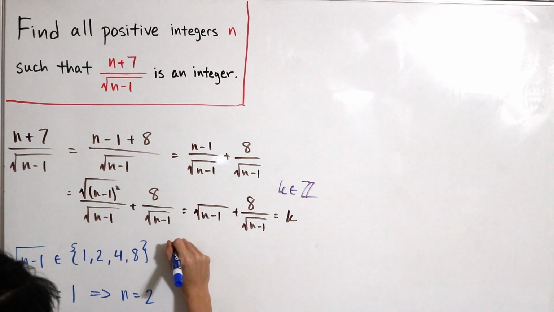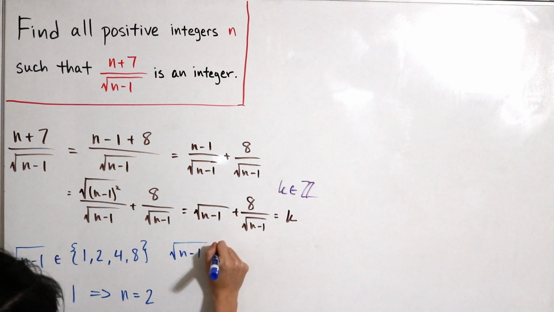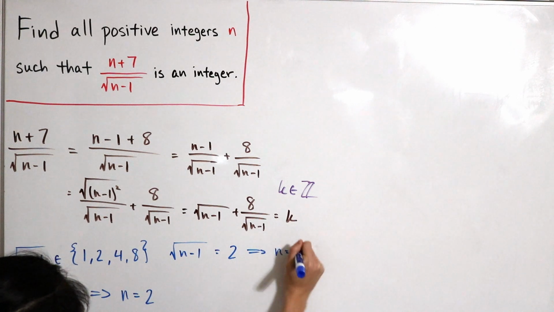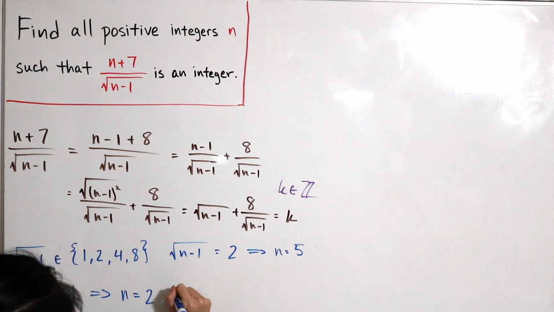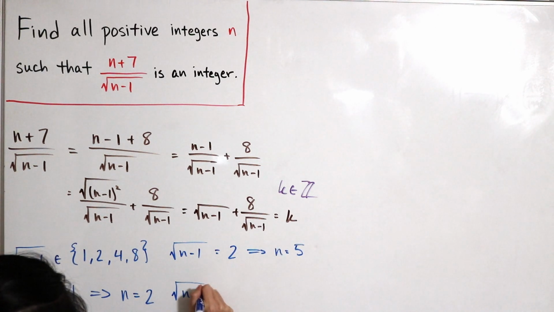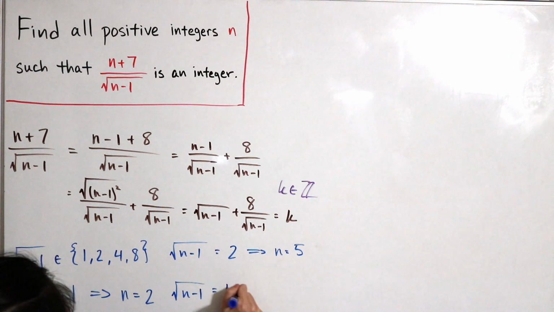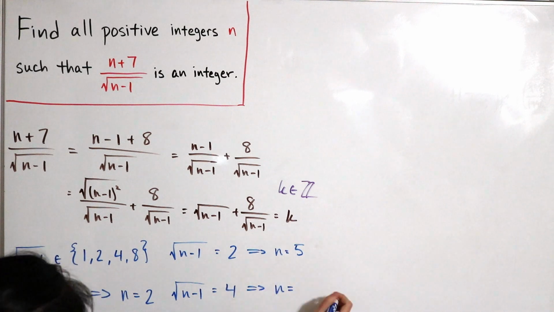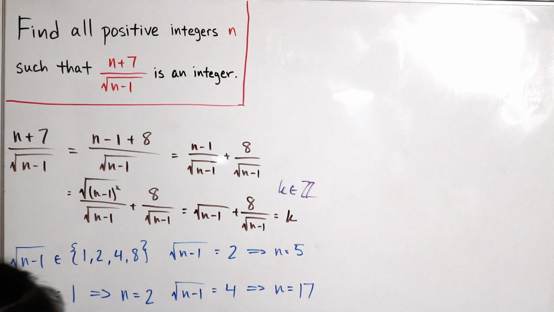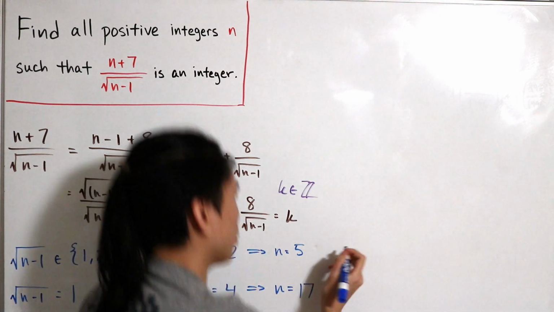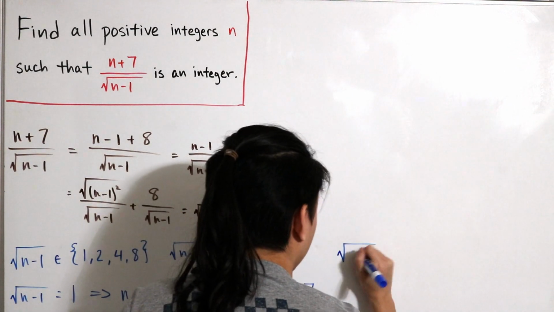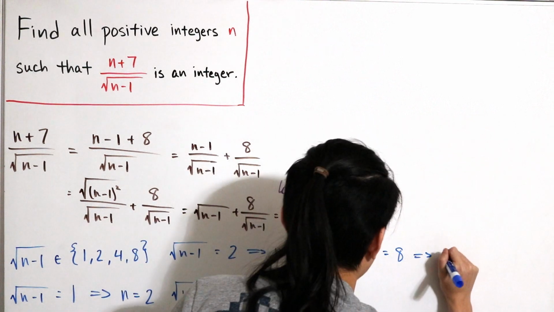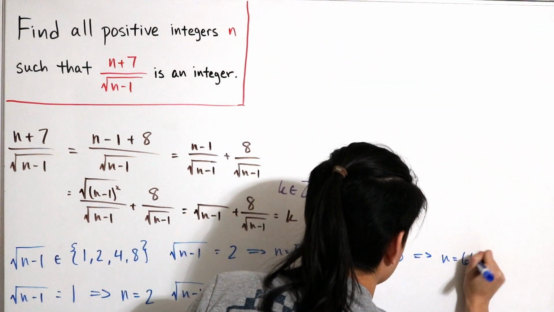Next we have the square root of n minus 1 set equal to 2. Solving for that, you'll get that n is equal to 5. Next we have the square root of n minus 1 equals 4. Then we see that n is equal to 17. And then lastly we have 8. So the square root of n minus 1 equals 8. Then we see that n is equal to 65.